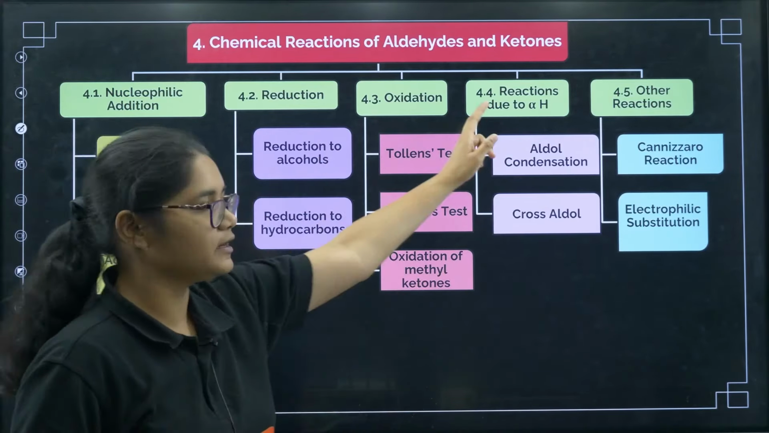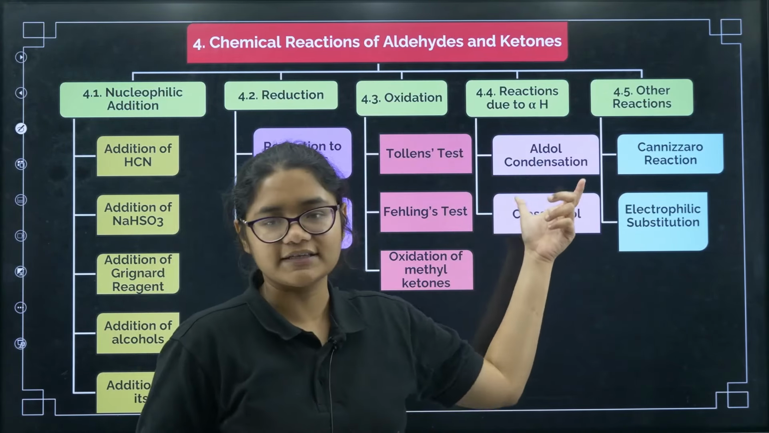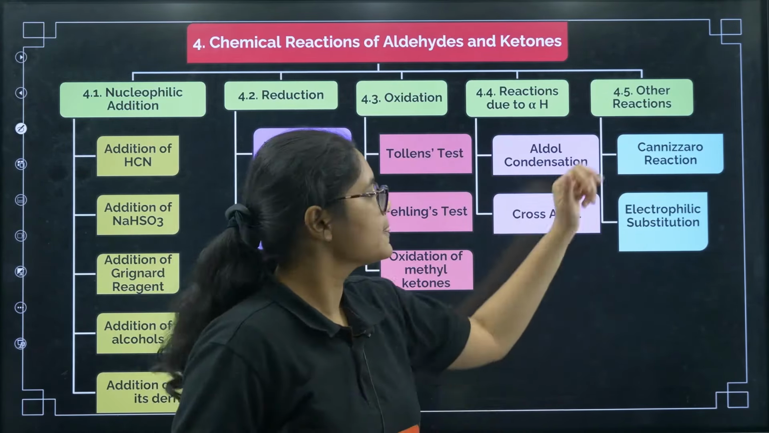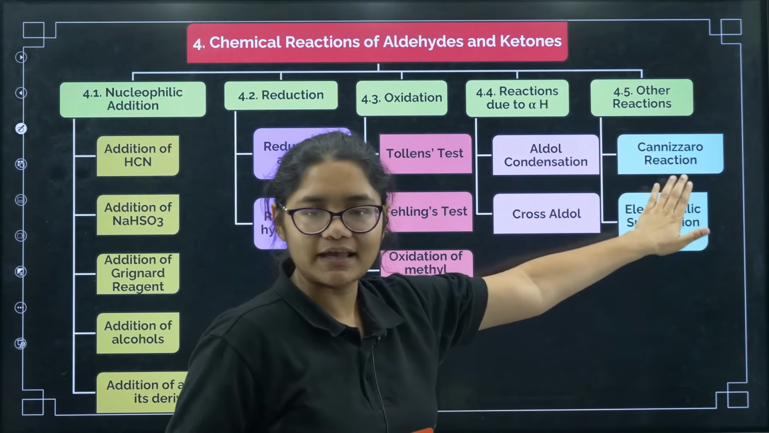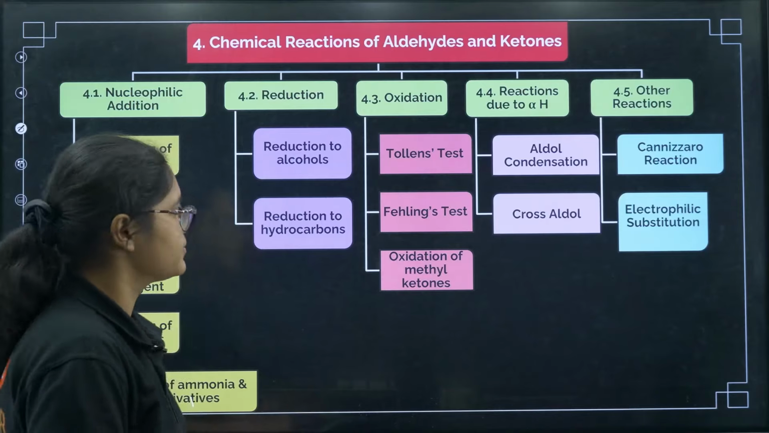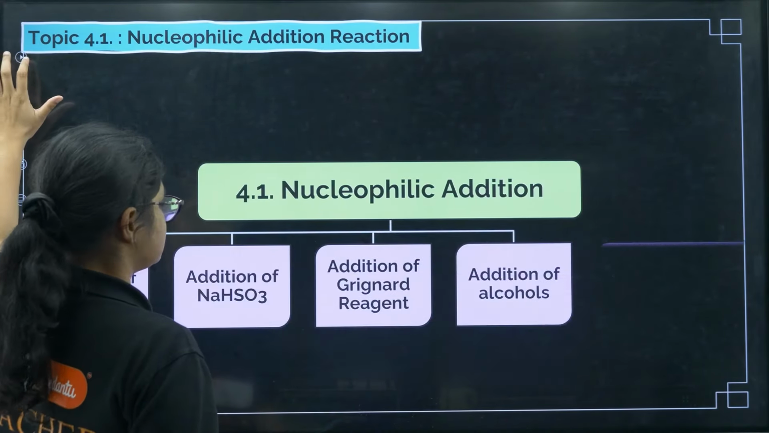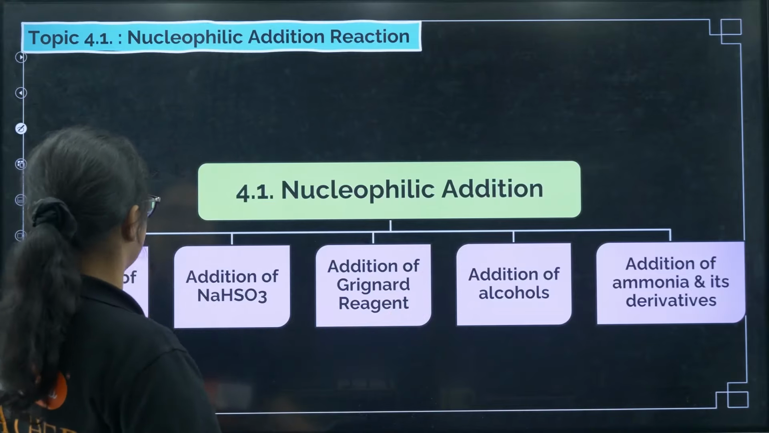Reduction, oxidation over. Now reactions due to alpha hydrogen. So this is a very easy one: aldol condensation and cross aldol condensation. Next one is your other reactions. Here we have Cannizzaro reaction and electrophilic substitution reaction. So now first let us see the addition reactions. We have these 5 addition reactions. I have already explained them to you.